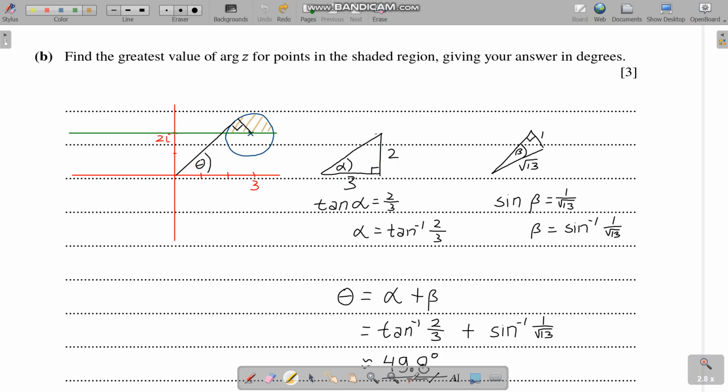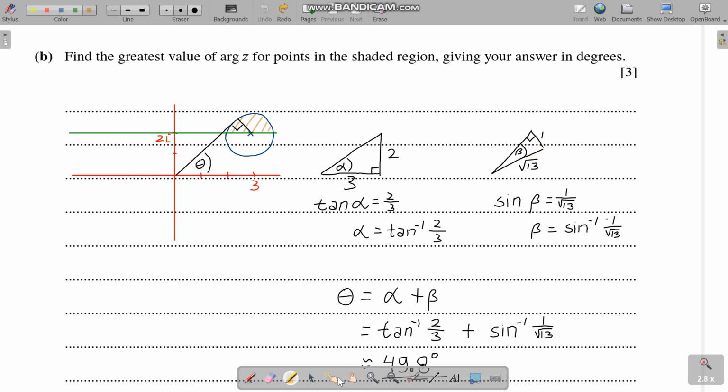Okay, so this is root 13, and you see this is the hypotenuse and 1 is the opposite, so we are using sine, not tangent or cosine. So we use inverse sine, and we can find the angle beta.